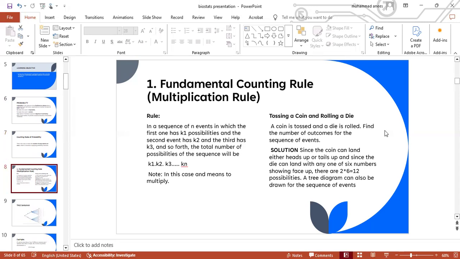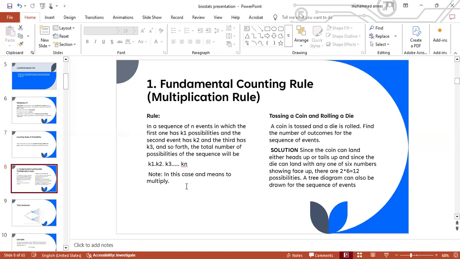Now, the fundamental rule is used when you're dealing with a sequence of events or choices which are independent of each other. The rule is, in a sequence of n events, in which the first one has k1 possibilities and the second event has k2 and the third has k3 and so forth, the total number of possibilities of the sequence will be k1 times k2 times k3 and so forth up to kn. In this case, times means to multiply.